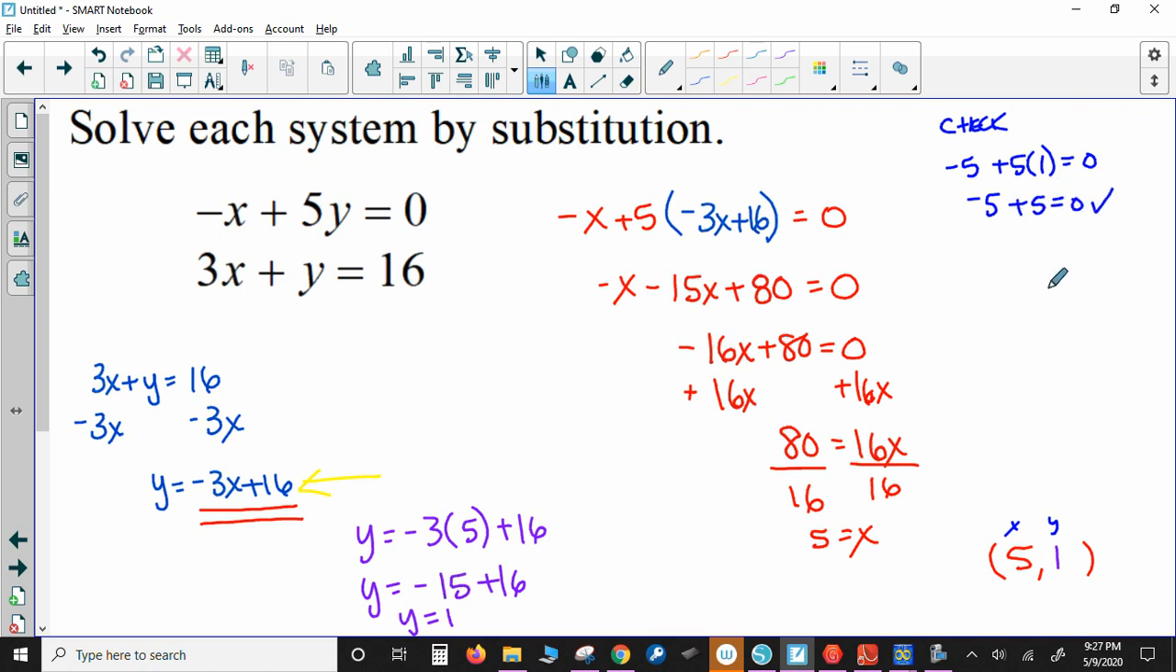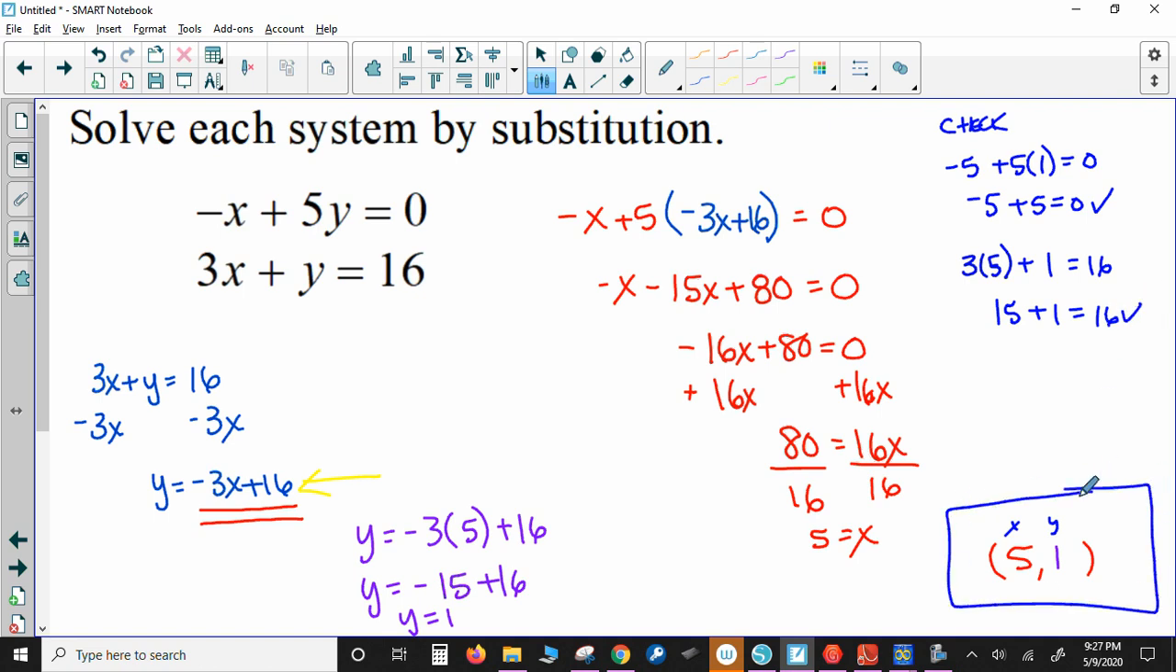Yep, true story. Working on the second one, 3 times 5, oopsie, plus 1 is equal to 16. 3 times 5 is 15, plus 1 equals 16. Yes, so I know that this is the right answer. All right, let's move on.